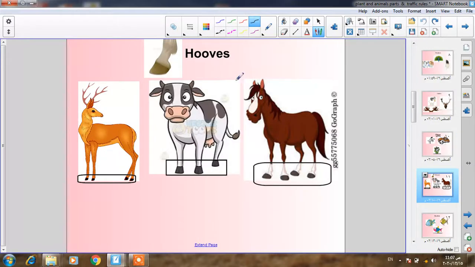Okay. Next is hooves. What? Hooves. Again, hooves. At the end of the leg of the animal, there are hooves, like in the cow or the horse. This is called what? Hooves. So the horse has hooves.